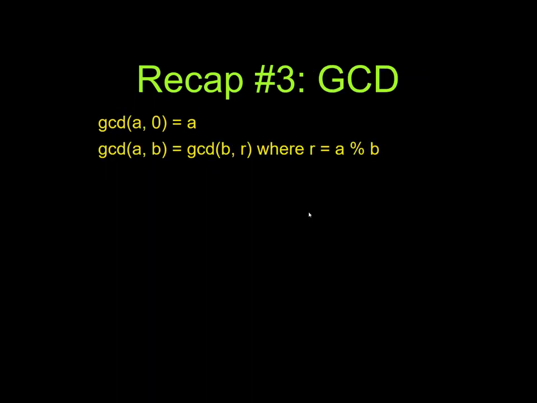Let's see our third example. In our previous example, the for loop was a much more natural way than the while loop.